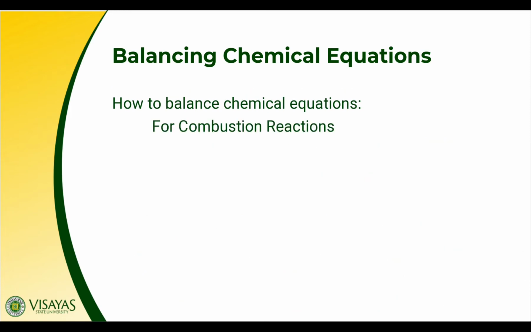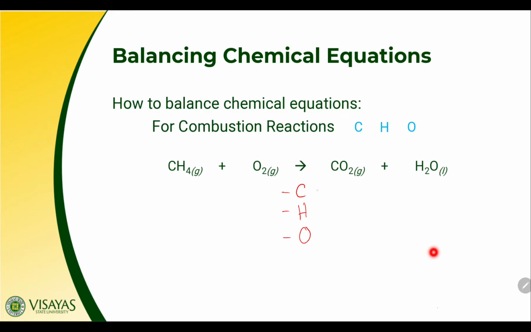Now for combustion reactions, we balance first the carbon followed by hydrogen and lastly oxygen atom. Okay, so we have carbon, hydrogen, and oxygen. On the reactant side of this equation, we have 1 carbon atom. We have 1 times 1, so we have 1. On the product side, we have 1 in here times the 1 in the coefficient. So we also have 1 carbon atom.